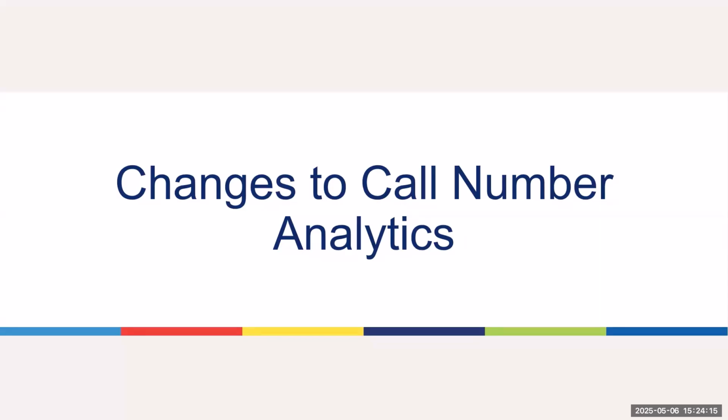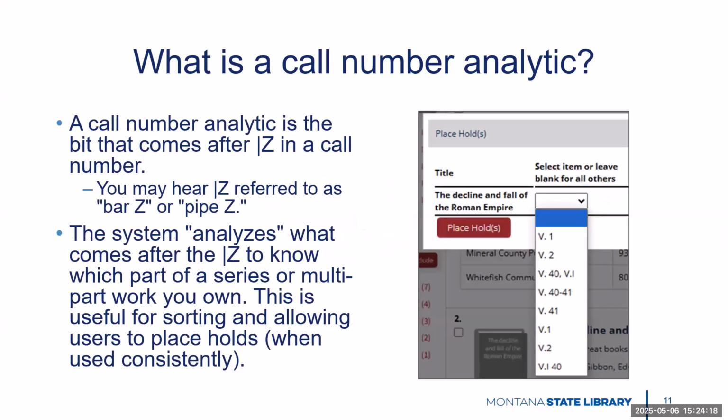All right. So what is a call number analytic? Many of you will know, especially if you're a cataloger. Some of you may have heard this term, and others of you may be like, I have no idea what you're talking about. So a call number analytic is the bit of the call number that comes after something that appears as a bar capital Z. And you may hear it referred to as the bar Z or pipe Z because that little mark is like a pipe.